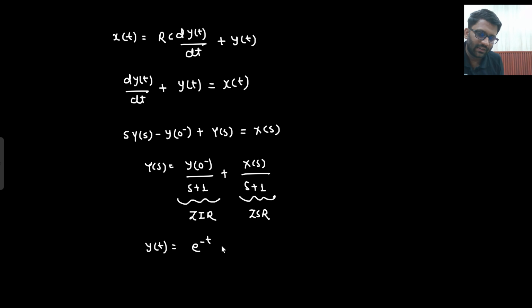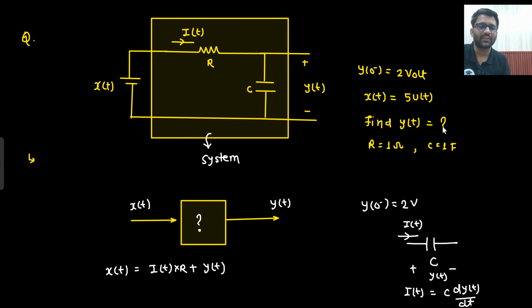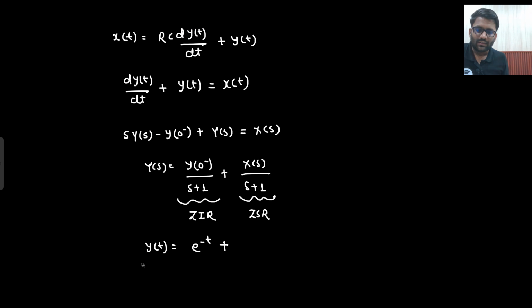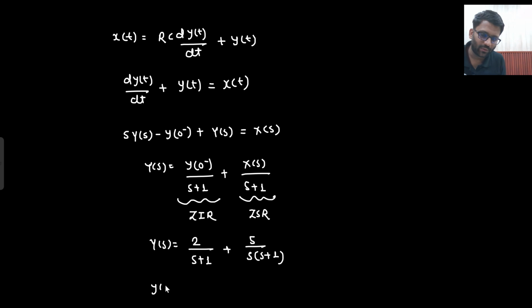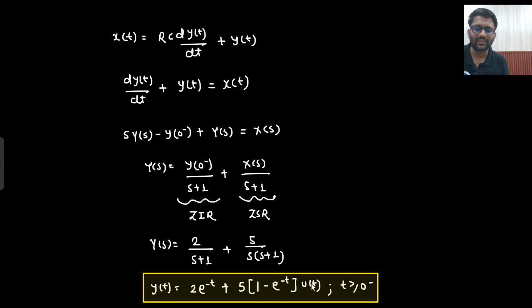e to the power minus t, plus, here I will not add any UT, but here I will add the UT. And what is your x of s? X of s is 5 by s, and y of 0 minus was 2 as well. So let's write down y of s as 2 upon s plus 1 plus 5 upon s into s plus 1. So you can solve it. From here what you will get is 2 e to the power minus t plus 5 into 1 minus e to the power minus t, ut. So this is the correct answer. Along with that, here I will write down t should be greater than or equal to 0 minus. This is the correct answer.